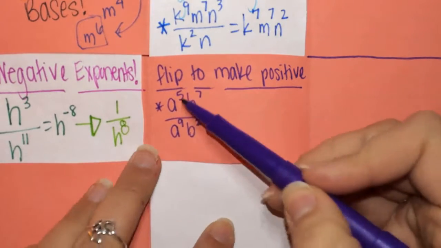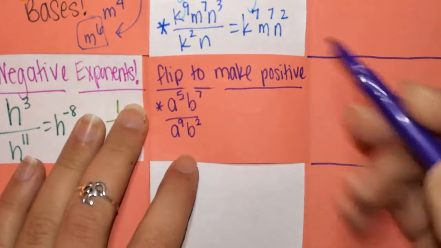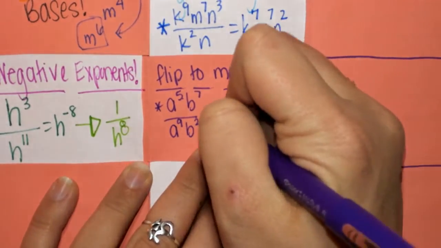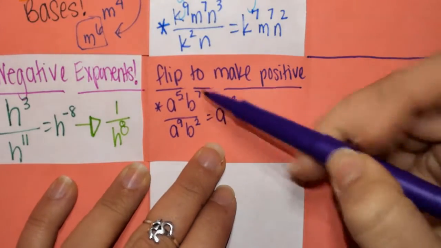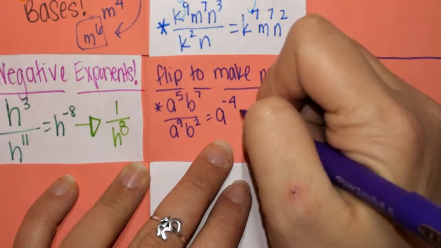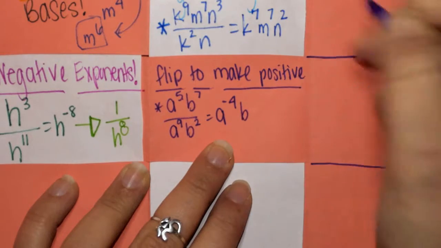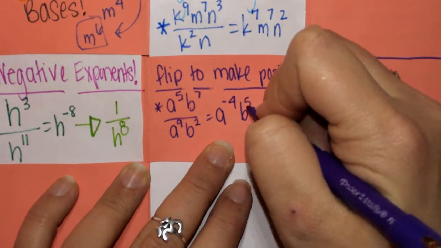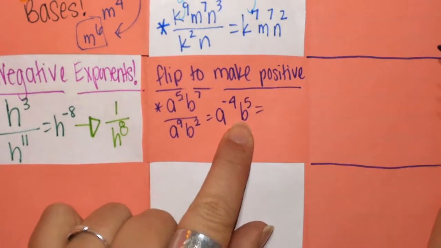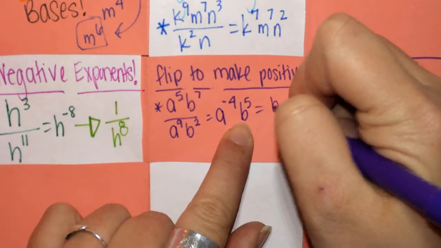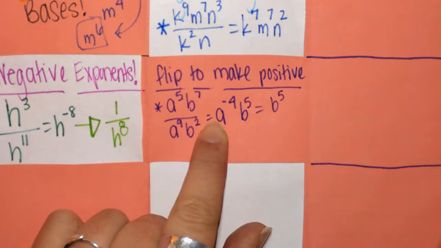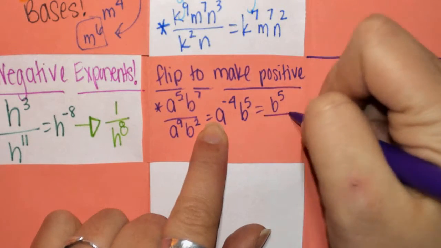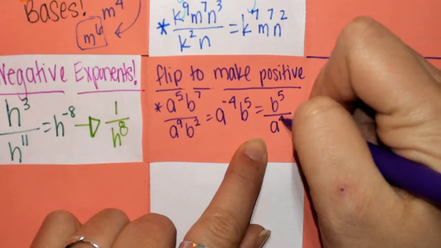All right, so we would subtract these, right? What's 5 minus 9? Negative 4. What's 7 minus 2? Is it a positive 5 or negative 5? Are we going to flip our B? No, he stays on top because he's positive. What are we going to do with the A? Flip it, put him on bottom, and he becomes positive.